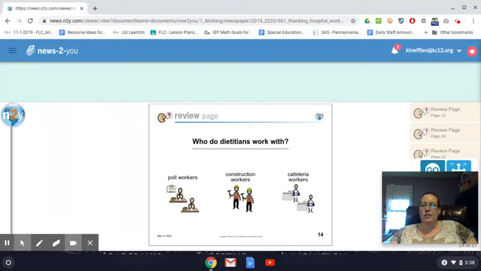Who do dietitians work with? Poll workers, construction workers, or cafeteria workers? Cafeteria workers. Cafeteria workers, yes.